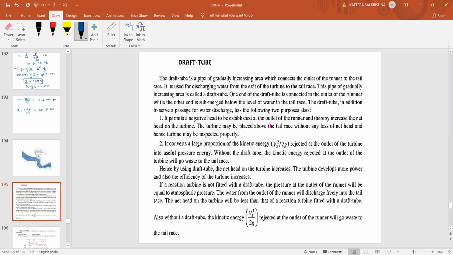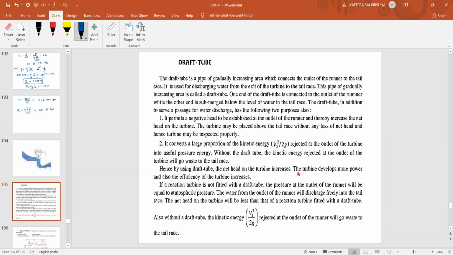The other purpose is that it converts a large portion of the kinetic energy rejected at the outlet of the turbine into useful pressure energy, right? These two points are very important. Without the draft tube, what happens? The kinetic energy rejected at the outlet of the turbine will go waste to the tail race. So what will the draft tube do? It will utilize all the kinetic energy generated inside, and only then will the water come out through the draft tube, right? Hence by using the draft tube, the net head on the turbine increases. There won't be any wastage of the kinetic energy generated, so the whole kinetic energy will be used inside.